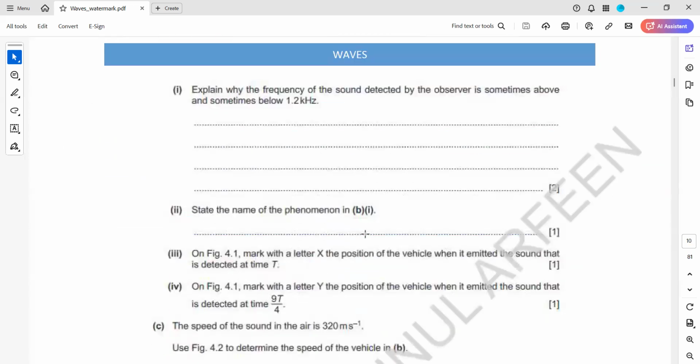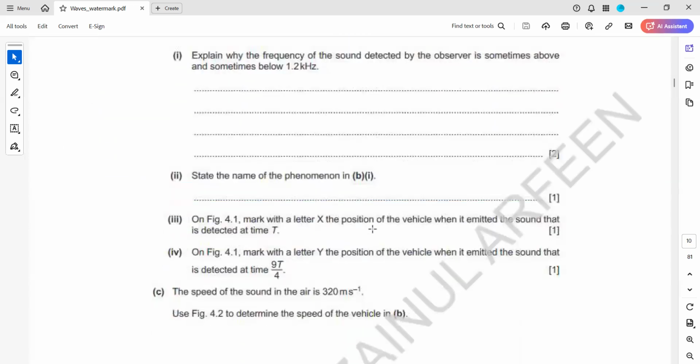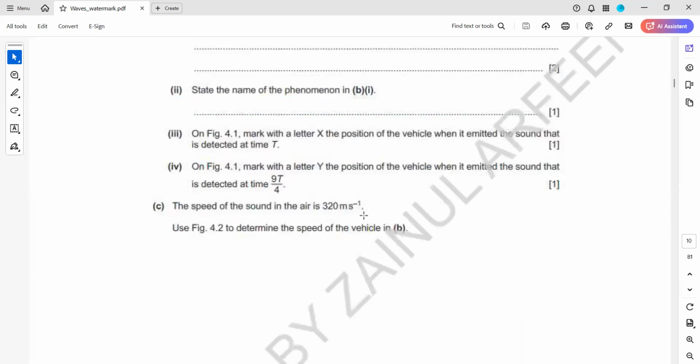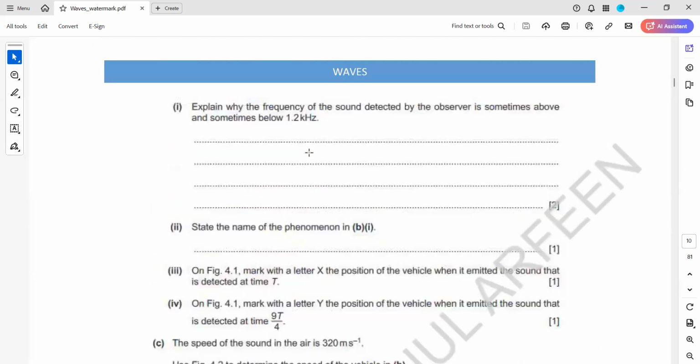Then state the name for this phenomenon in B1. What do we call this? We call that the Doppler effect. On figure 4.1, mark with the letter X the position of a vehicle when it emits the sound that is detected at time t.